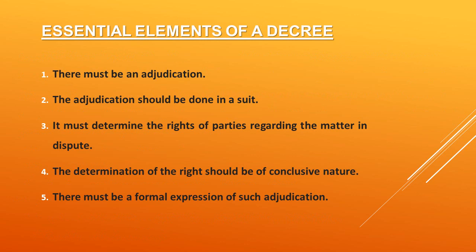Now, understanding what are the essential elements of a decree. Number 1, there must be an adjudication. To constitute a decision of the court to be a decree, there must be an adjudication, that is, a judicial determination of the matter in dispute. If there is no adjudication, no judicial determination of any matter in dispute, it is not a decree. Thus, a decision on a matter of an administrative nature is not considered a decree, inasmuch as it does not judicially deal with the matter in dispute. Further, such judicial determination must be made by a court. Thus, an order passed by an officer who is not a court is not a decree.